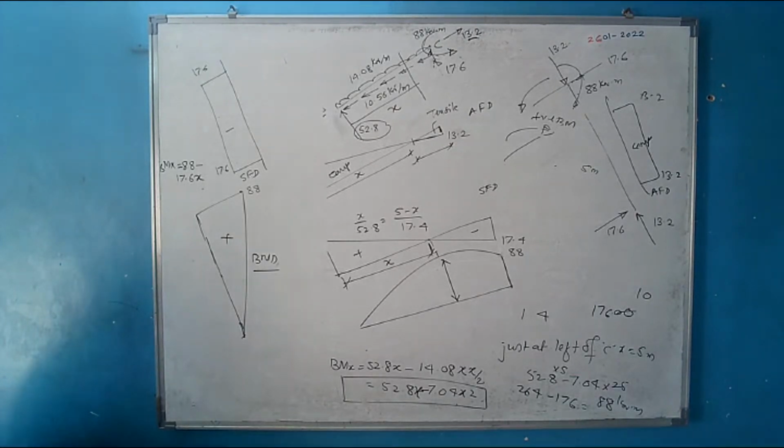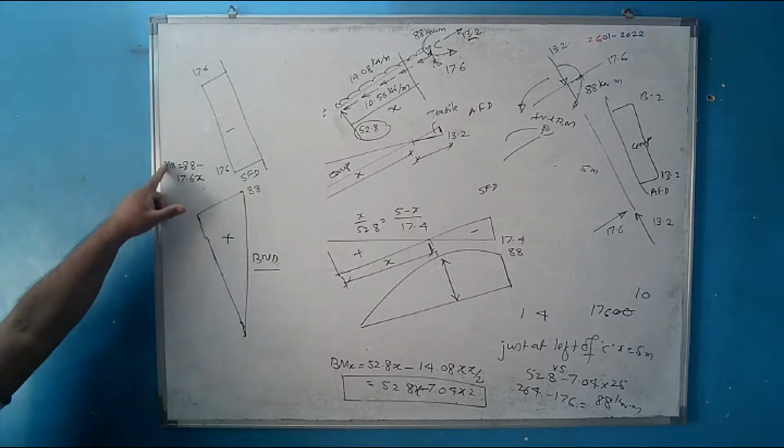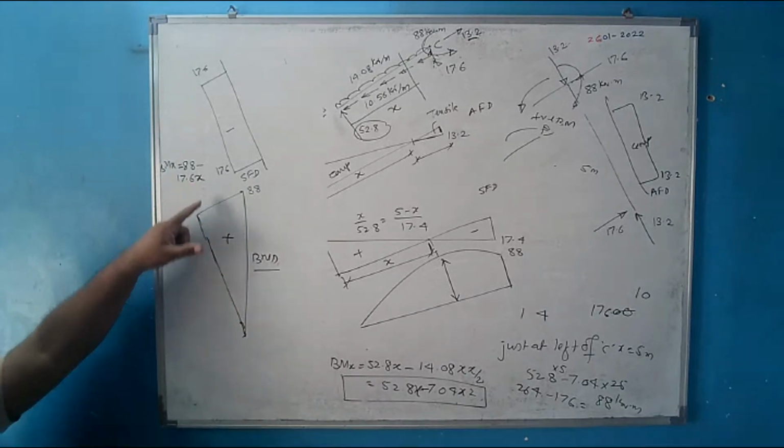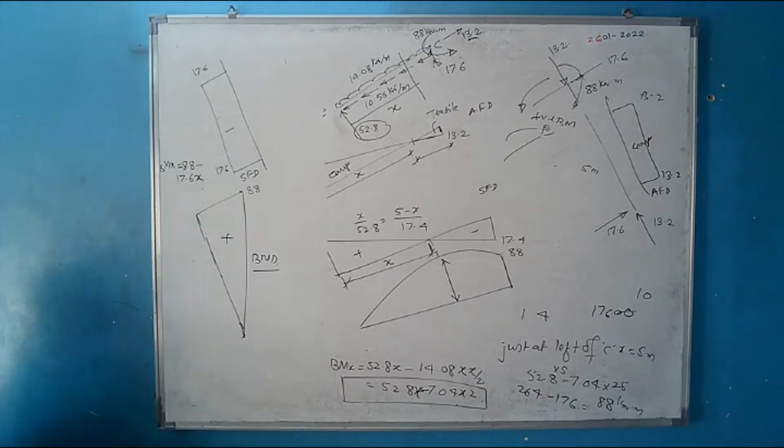x is equal to 5. Yes, x is equal to 5 at this end. So put here and that will come to 0. So this is how the bending moment will be.